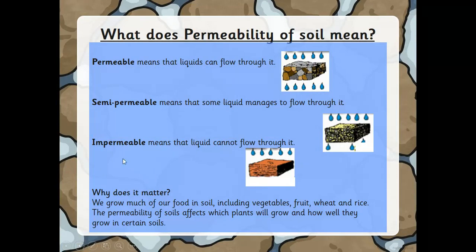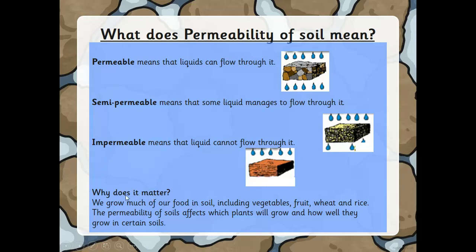Permeable means that liquids can flow through it, and there it is, going right through, coming out the other end. Semi-permeable means that some liquid manages to flow through it. Not a lot, but some liquid is still coming through. Impermeable means that liquid cannot flow through it, so it doesn't go through it.